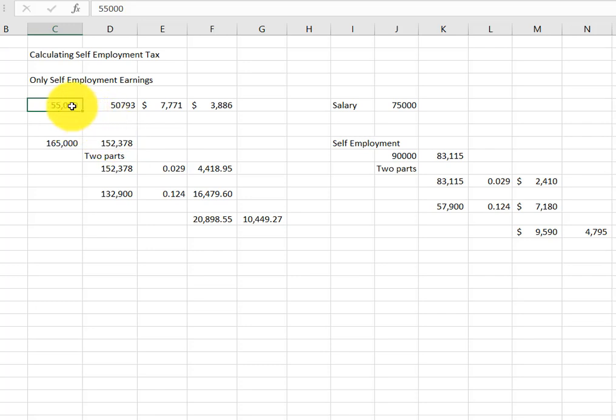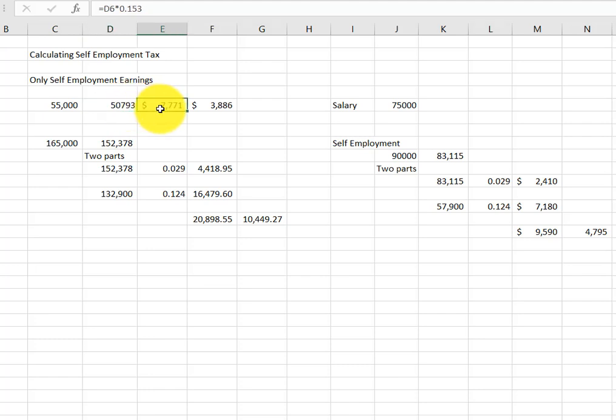If that's the case, you take your earnings on the business, you multiply by, and this is the step that happens each time on any calculation of self-employment tax, 0.9235. All right, that's your first step. So this is your earnings on the business. This is your 0.9235, which is net self-employment earnings.